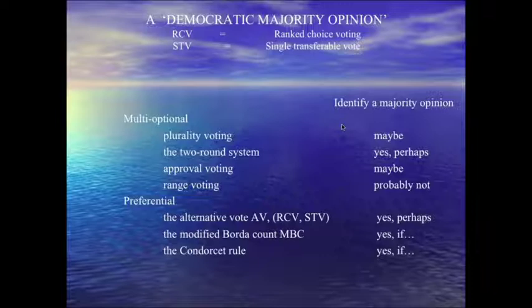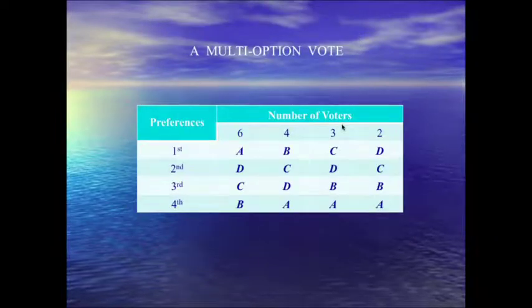And we Irish call it single transferable vote, which is what we use in our electoral system. And then the other two methodologies, the modified Borda count and the Condorcet rule, yes, they definitely give a majority opinion, perhaps. So let's have a look at another example just to compare them all.